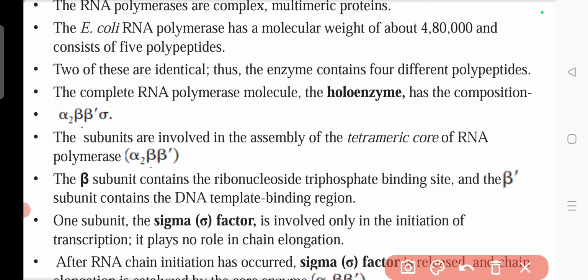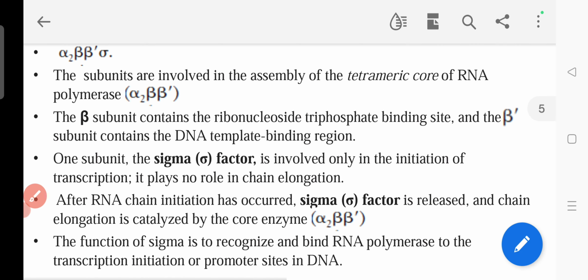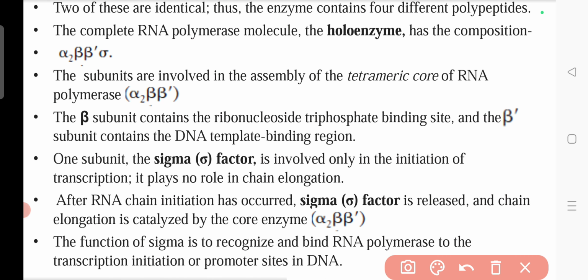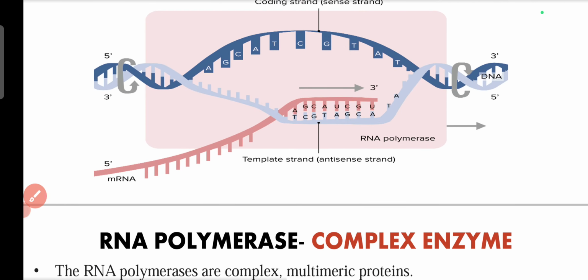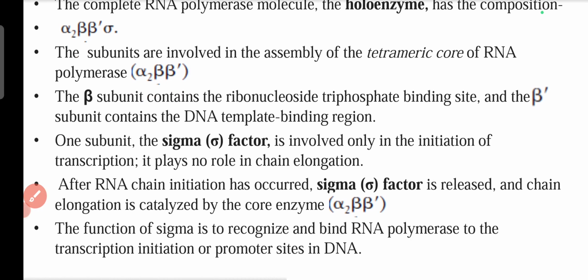So what are the functions of the different subunits? The beta subunit contains the ribonucleotide triphosphate binding site. Basically, for the upcoming nucleotides, suppose uracil has come here, and because adenine is there in the template, then opposite to adenine, uracil will come and attach with this adenine. This is facilitated by the beta subunit. So this work is of the beta subunit.